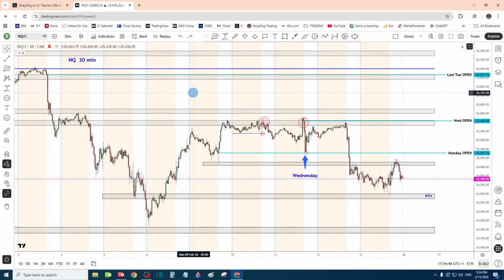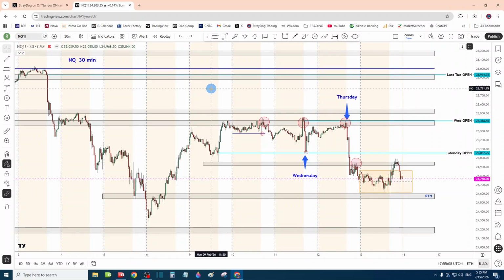Then the next day, so this was Wednesday, then on Thursday, they again tested the same zone and the opening level of Wednesday, and went down through this zone, which then was used as resistance.